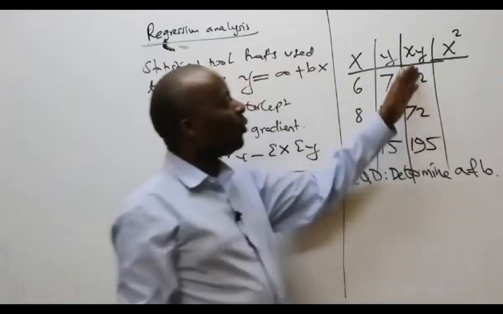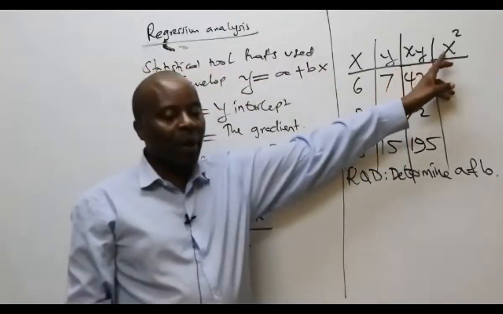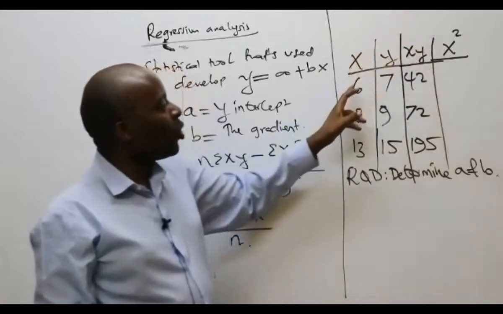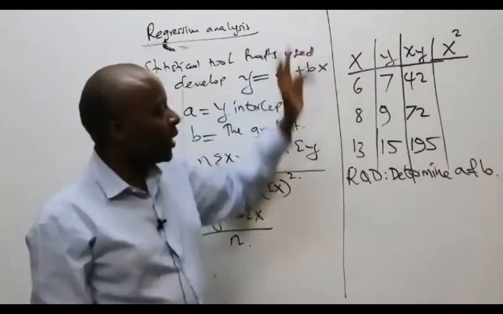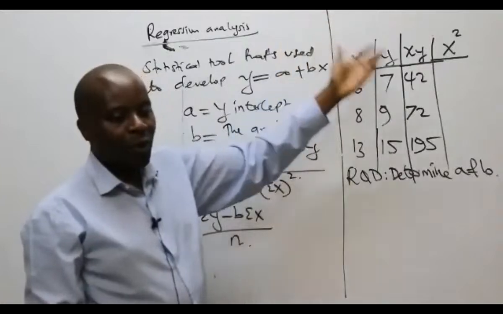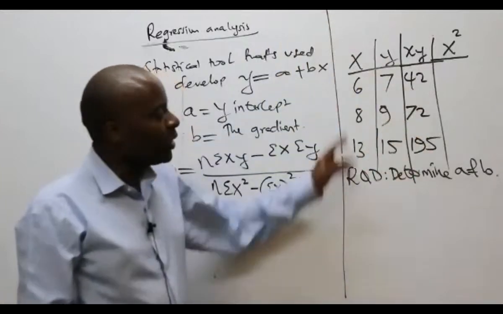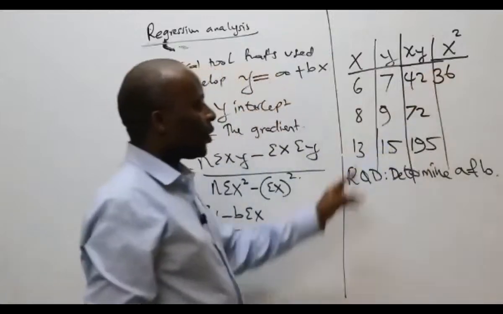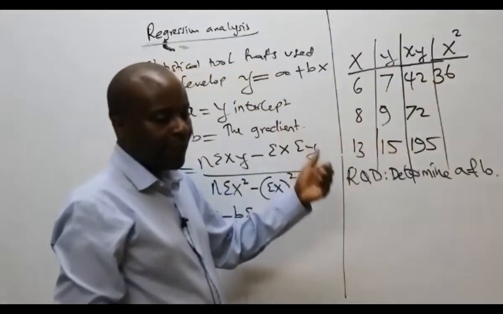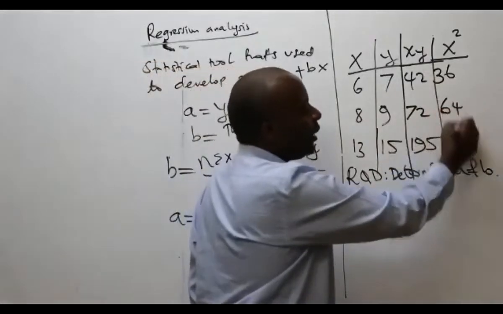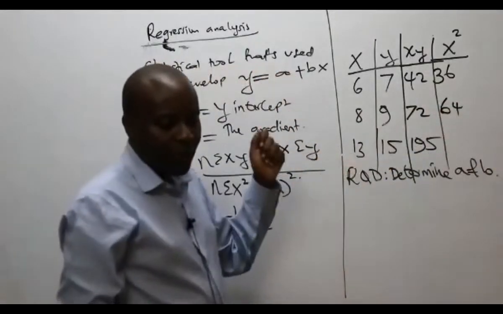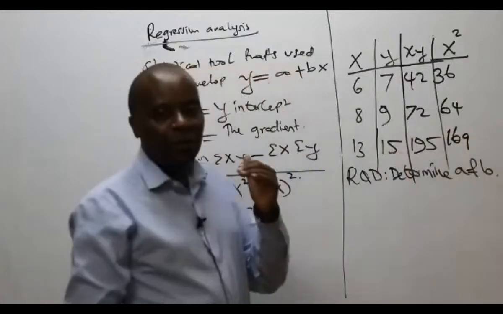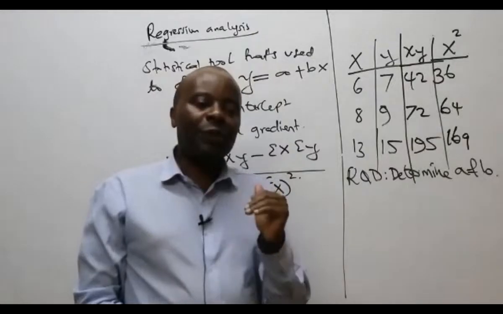Once I do this column, I know that the next column is all about squaring x. So x squared, what do we have? 6 squared, 8 squared, 13 squared. Could you kindly give me these figures now? What is 6 squared? This is 36. 8 squared gives me 64. And 13 squared gives me 169.